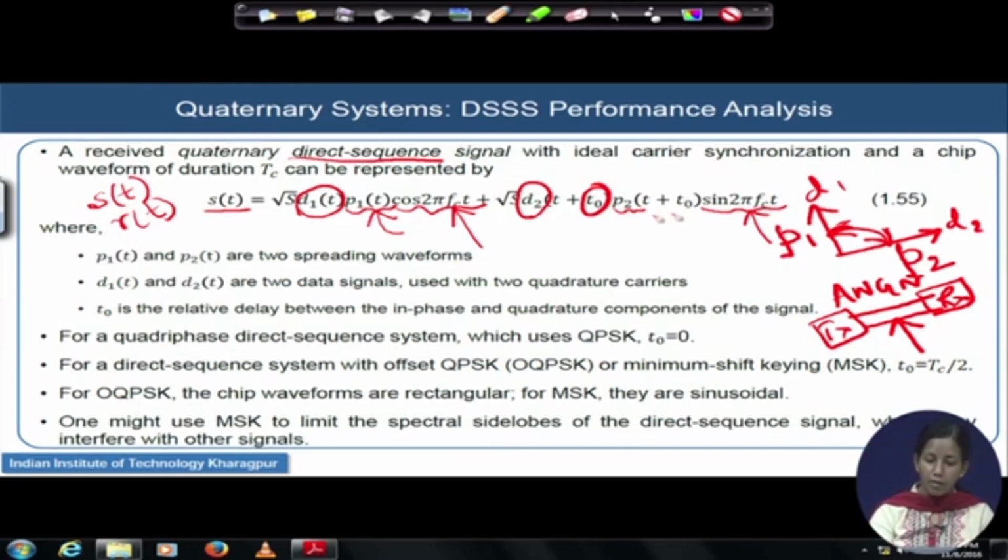And in our consideration, P1 and P2 are two different spreading sequences. Remember, the sequences are different, but the chip duration for both sequences is equal to Tc, and the rate at which the receiver samples the signal is hence 1 by Tc.